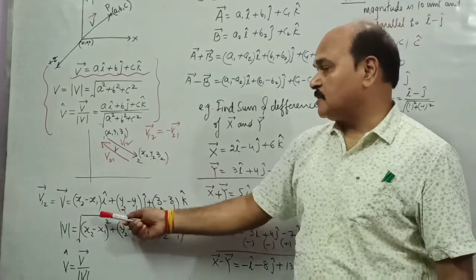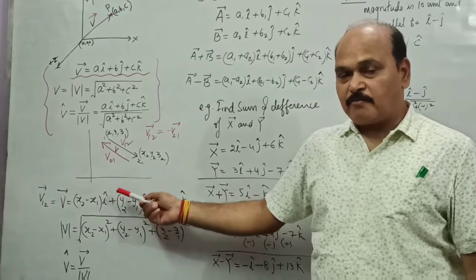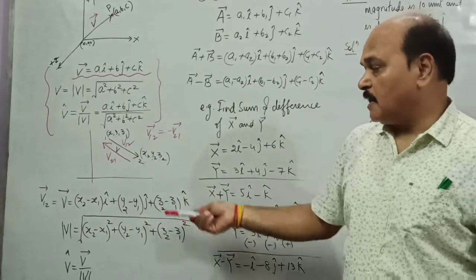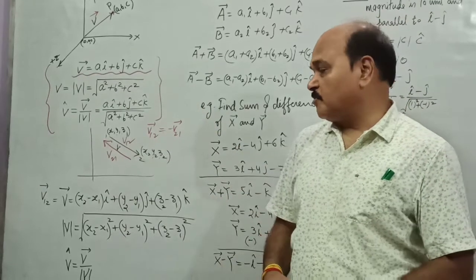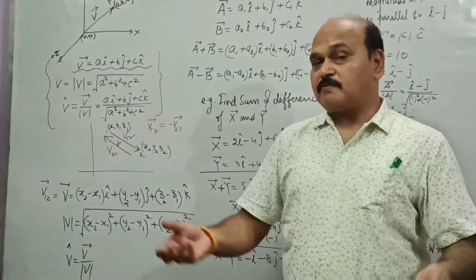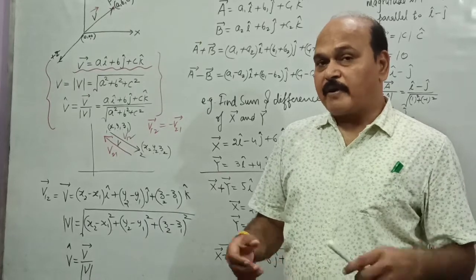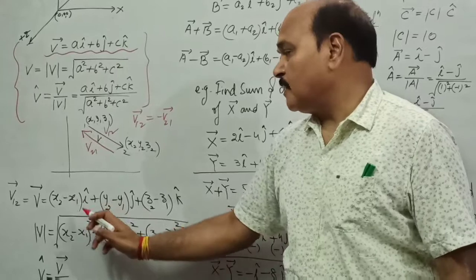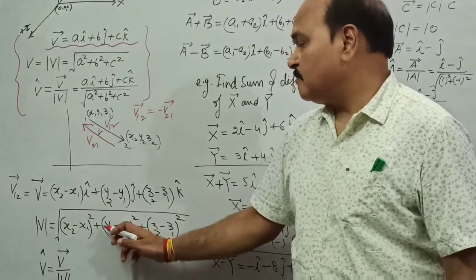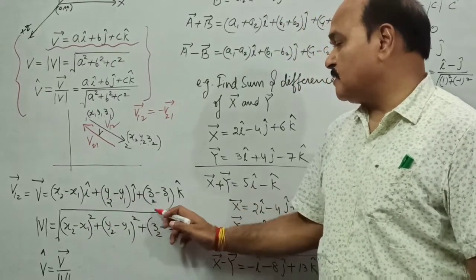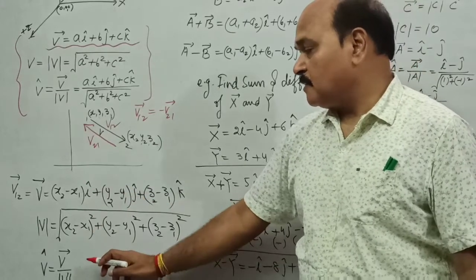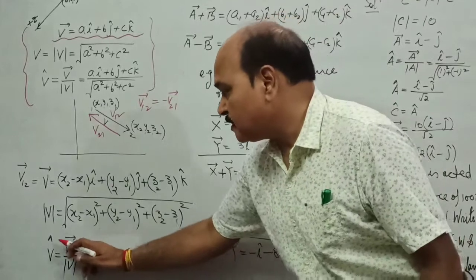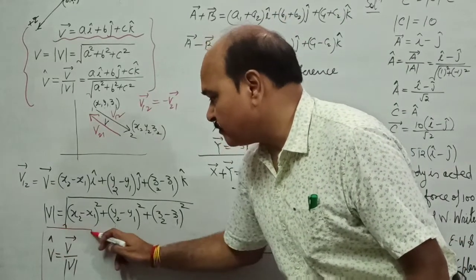Anyway, the tail is at 1, the head is at 2. The position vector is x2 minus x1 times i cap, y2 minus y1 times j cap and z2 minus z1 times k cap. As usual, its magnitude is the square root of the sum of the squares of the coefficients of i, j and k. So this is square root of x2 minus x1 square plus y2 minus y1 square plus z2 minus z1 square. And if you find the direction along this, the unit vector is the vector upon its magnitude. You can work it out.